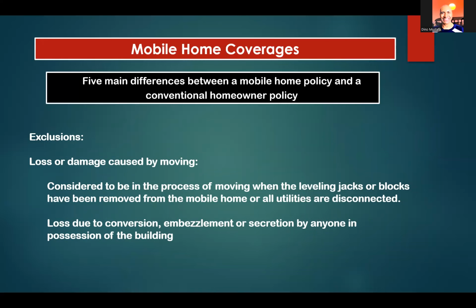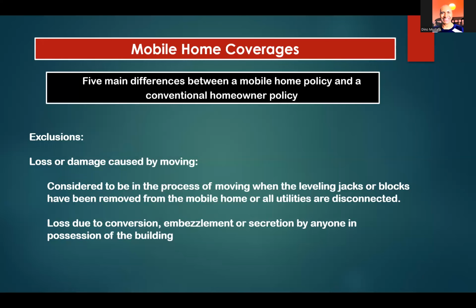The first one is the loss or damage caused by moving, because the mobile home, you have to tow it from place to place, right? So they exclude this because it's more susceptible to be damaged. It is considered to be in the process of moving when the leveling jacks or blocks have been removed from the mobile home or all utilities are disconnected. So once you remove the skirting, the tie-down equipment, and the leveling jacks and blocks have been removed, that means now it's about to move to another place.